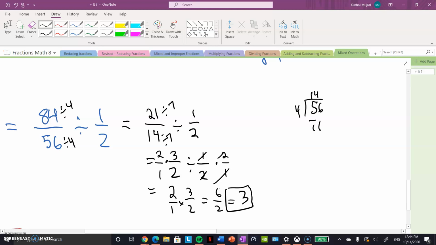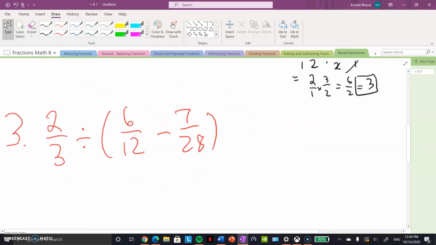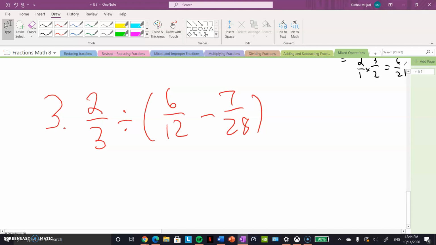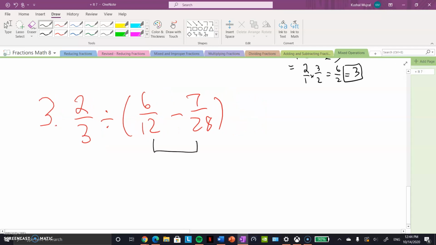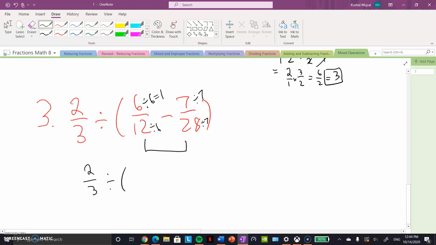Okay? Now let's look at the last question. 2 over 3 divided by, okay, so first we're going to have to do this bracket over here, okay? This simplifies, so this becomes 2 over 3 divided by, this simplifies by dividing by 6, and this you can divide by 7 on the top and on the bottom. So 6 divided by 6 is 1, so this is 1 over, 12 divided by 6 is 2, so that's 1 over 2. Subtracted by 7 divided by 7 is 1, 1 over 28 divided by 7 is 4, so 1 over 4.